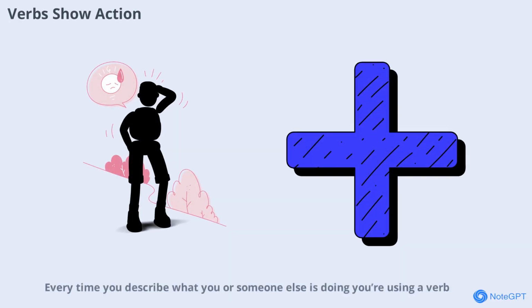Every time you describe what you or someone else is doing, you're using a verb. Whether you run, study, or relax, verbs are at the core of your sentences. They help you share actions, feelings, and states of being with others.